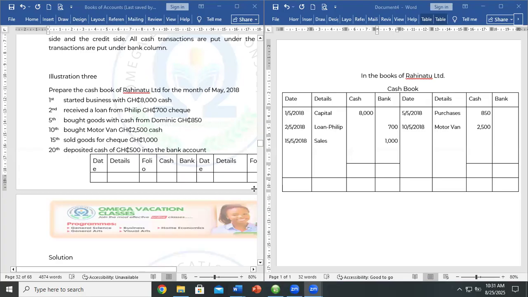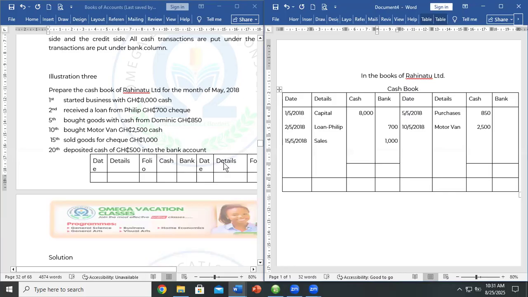Let's deal with the last transaction. That was on the 20th. Deposited cash of 500 into bank. Now, I want to explore more on this transaction. So let me ask professors. You are depositing cash into bank, right? What will be the double entry? Which account would you debit and which account would you credit? Ignore the Cashbook discussion, and let's go back to the old days when we do our debit and credit, right? The double entry. So if you deposit cash into bank, which account would you debit? Which account would you credit?